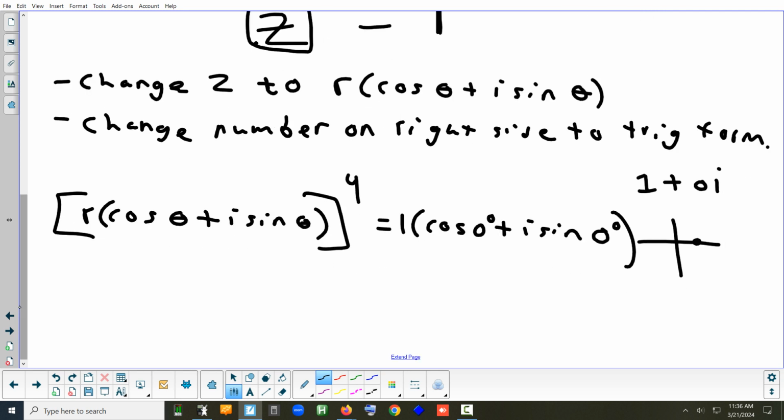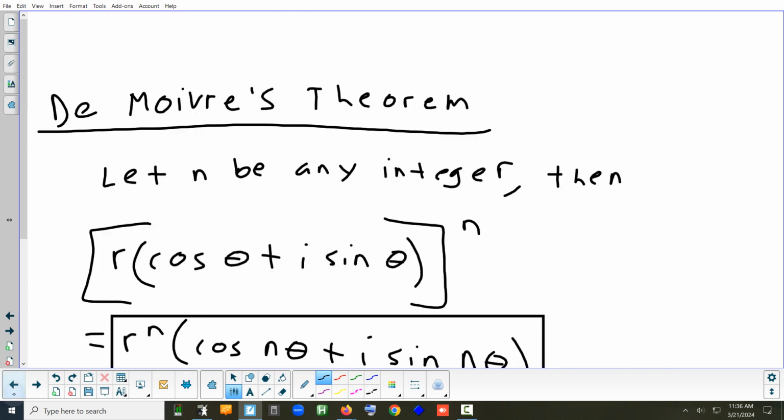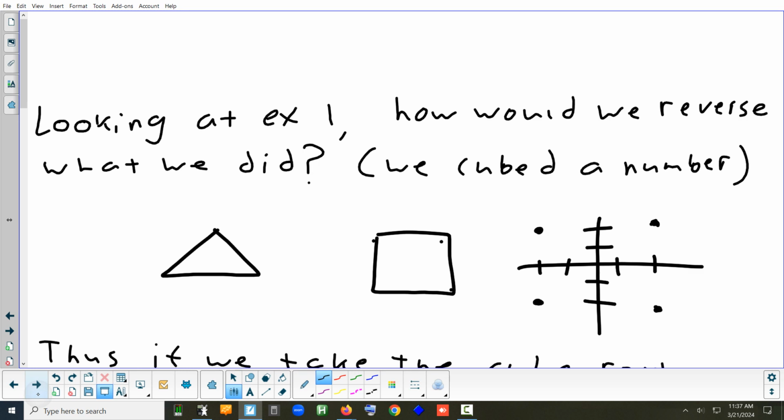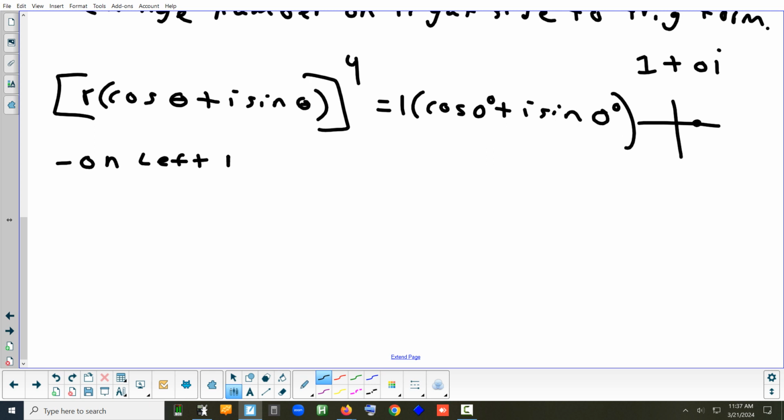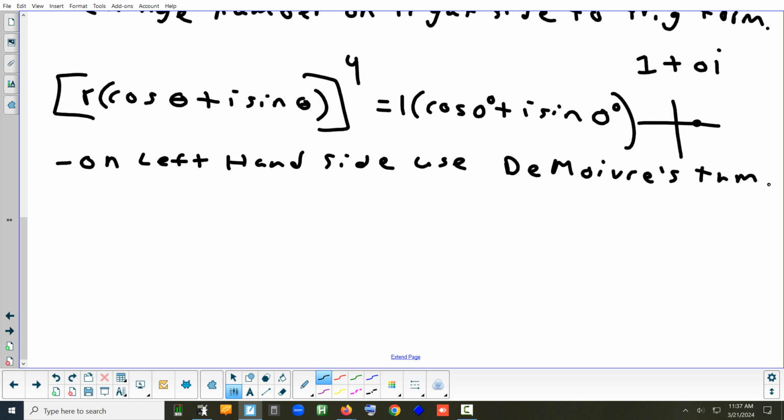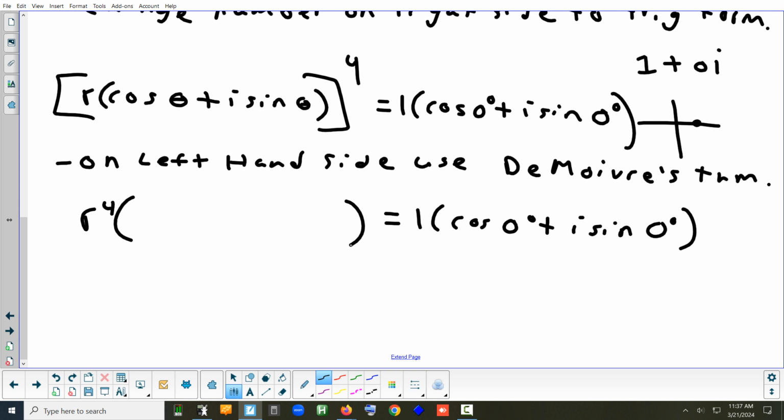Now, on the left, use de Moivre's theorem. Is that M-O-I-V-R-E? Yes, M-O-I-V-R-E. So on the left side, use de Moivre's theorem. Right side, I'm just going to copy that over. Now, how do you do de Moivre's theorem on the left? What's my radius going to be? r to the 4th. And what's my angle going to be? 4 theta.